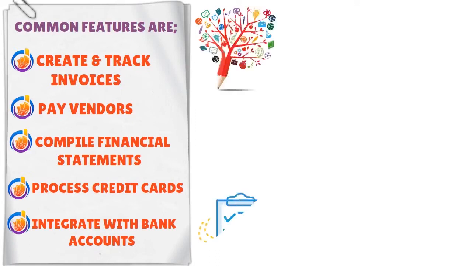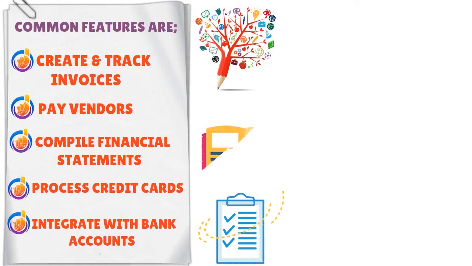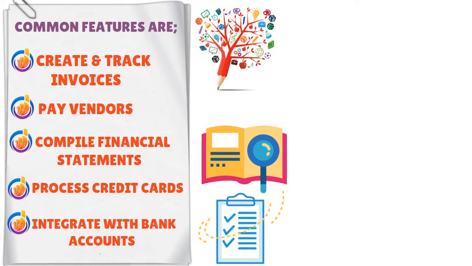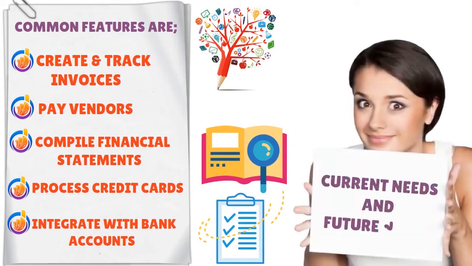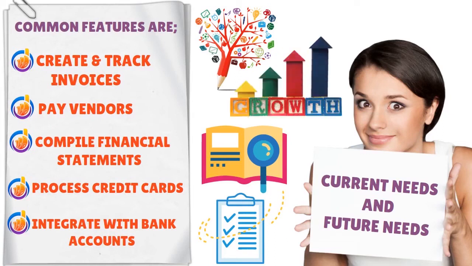Now, we all love a good checklist. So to help organize your search, I want you to make a checklist of all the features that you need, and prioritize the list from the most necessary features to the least. And so you want to find a software solution that supports both current needs and future needs. Okay, find accounting software that can grow with your business. So scalability is really important.